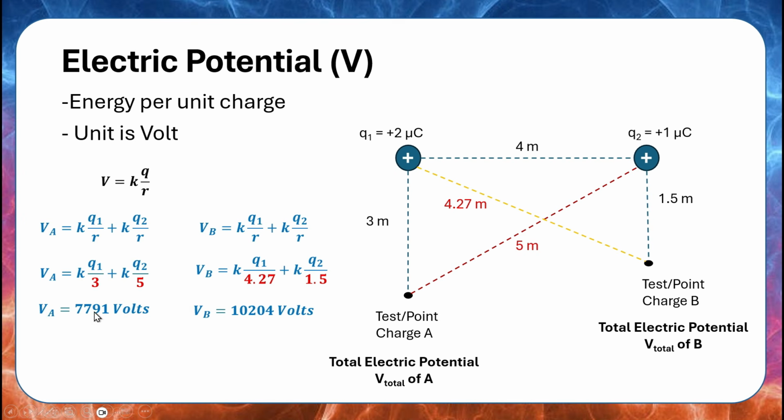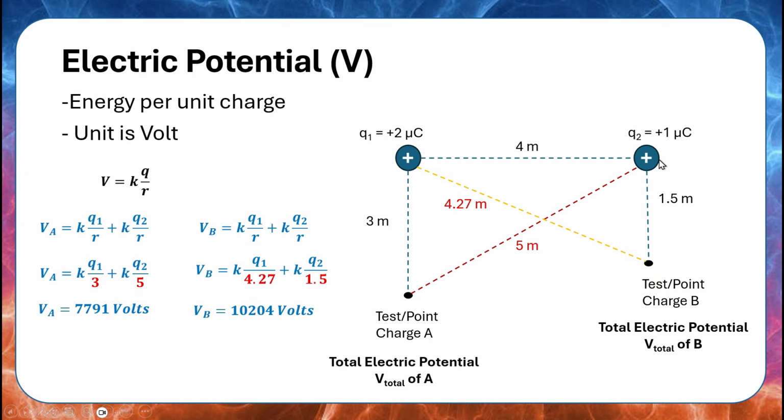If we have all these, we can now compare them, which one has a larger electric potential and which one has the smaller electric potential. So obviously the one that is closer to the charges has the larger electric potential. And which of the two charges are closer? Of course, test charge B.